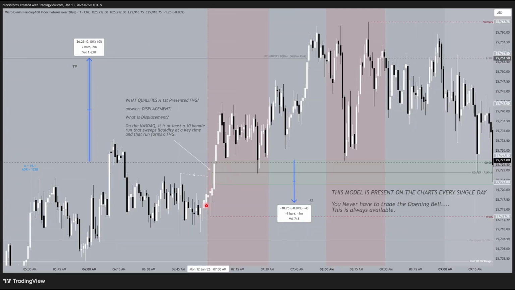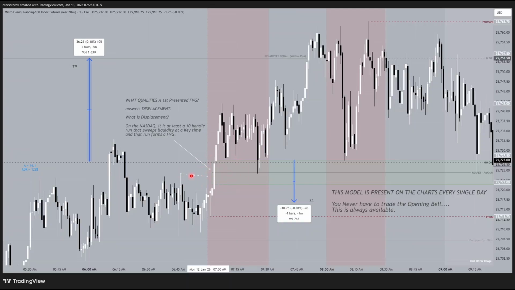He also made mention of the qualities of a first presented fair value gap and the criteria he uses to choose them. He mentioned displacement. Now, what is displacement? He described it as: it must be 10 handles on the Nasdaq. Roughly 10 handles, that's the first quality.